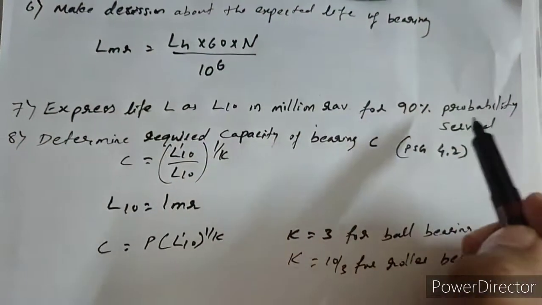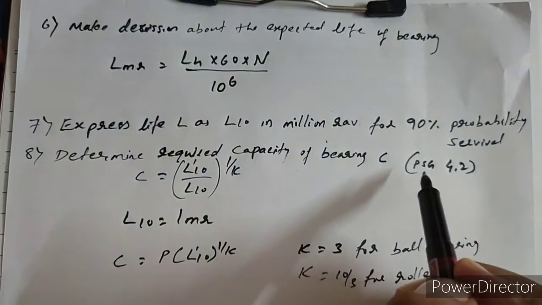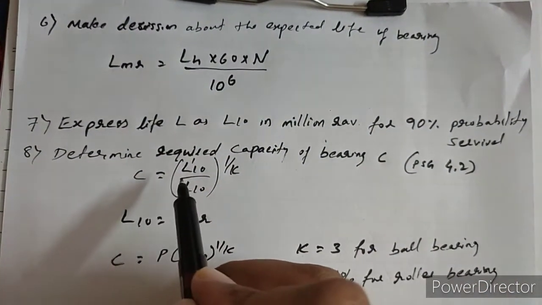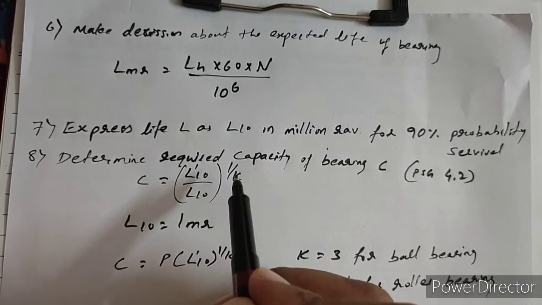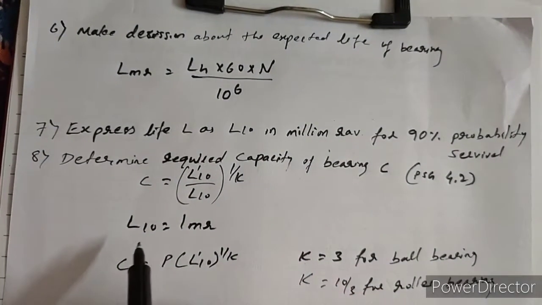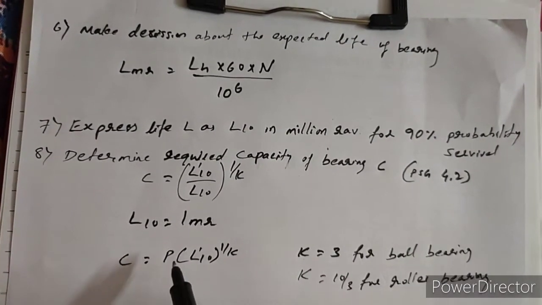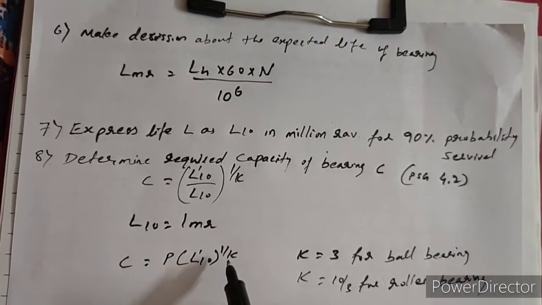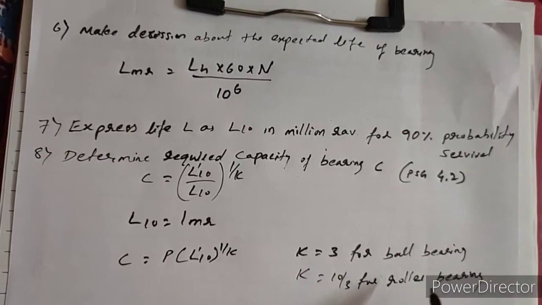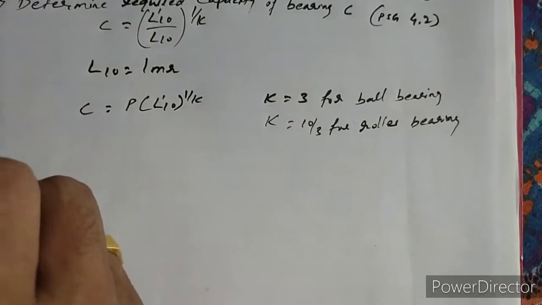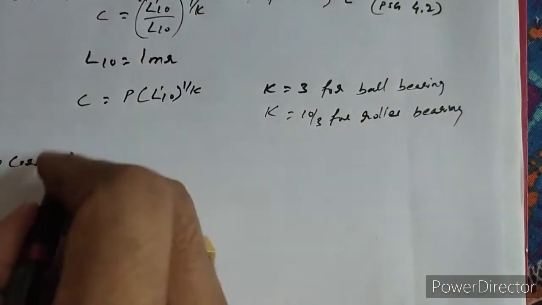Next, determine the required capacity of bearing C from PSG 4.2. C equals L'10 by L10 raised to 1 by K. L10 is 1 million revolutions, so C is written as P into L'10 raised to 1 by K. Here K is 3 for ball bearing and K is 10 by 3 for roller bearing.